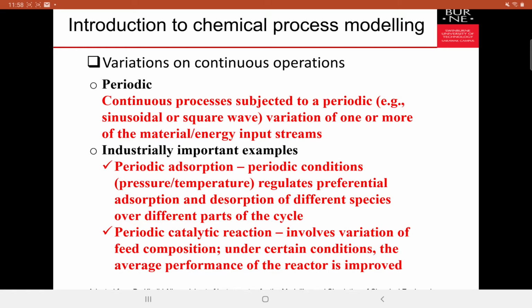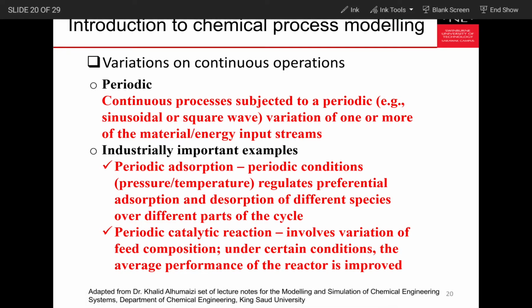Periodic meaning that a continuous process is subjected to a periodic cycle of one or more of the material or energy input streams. Some industrially important examples are periodic adsorption, where periodic conditions regulate preferential adsorption and desorption of different species over different parts of the cycle. Another one is periodic catalytic reaction, which involves variations of the feed composition under certain conditions, where the average performance of the reactor will be improved.